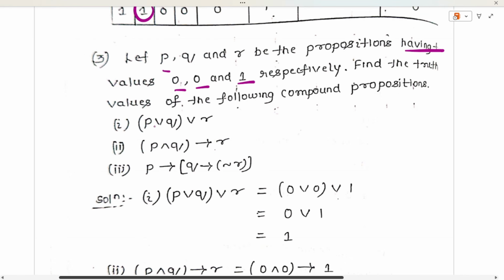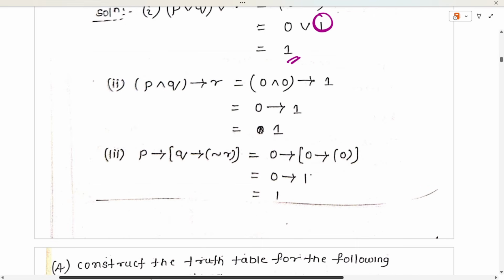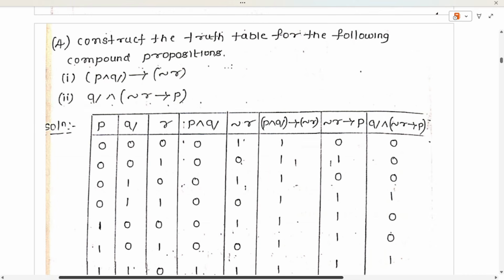That is, p has the value 0, q is equal to 0, r is equal to 1. Okay, 0 or 0 or 1. 0 or 0 is what? 0. 0 or 1 is what? 1. Okay, one input is 1, so it is 1, because it is an OR condition. Next, in the same way, you substitute into the conditional statement and you will get 1. So that's why I said you have to study the truth table, then you can answer all of these questions.